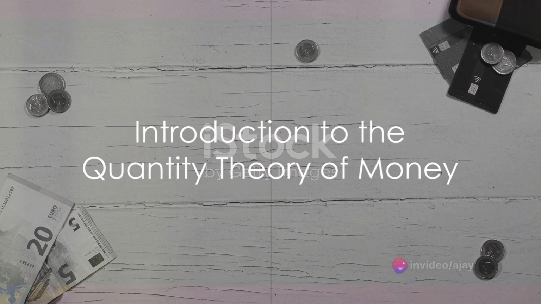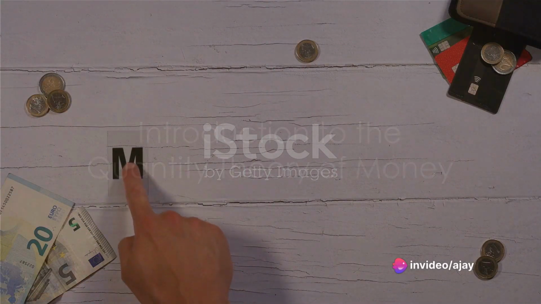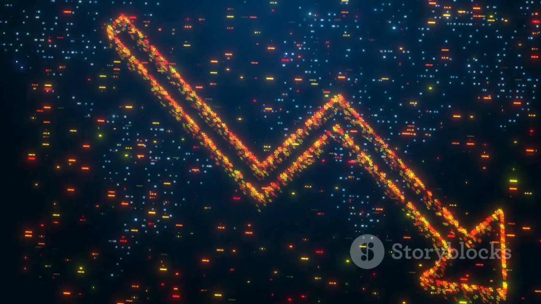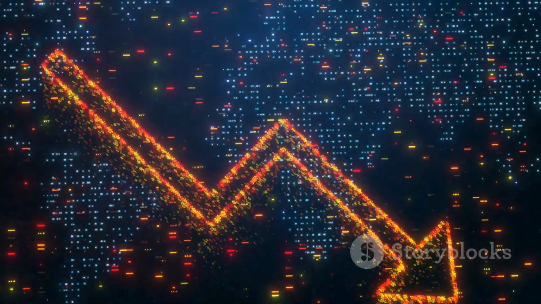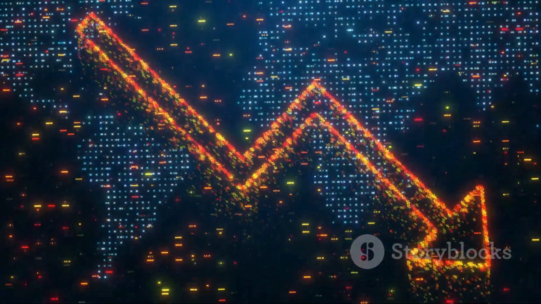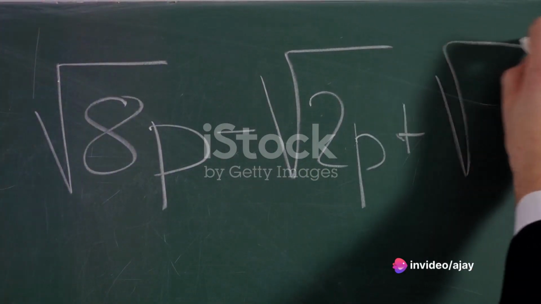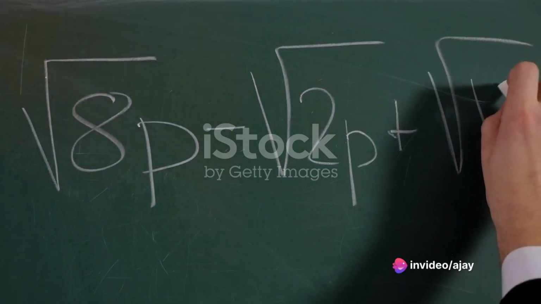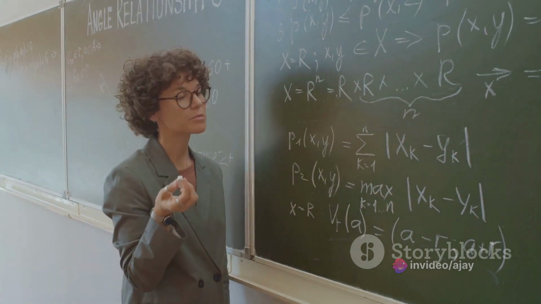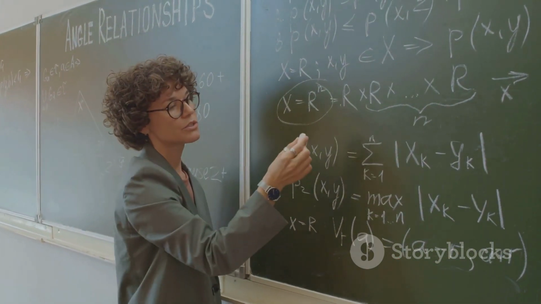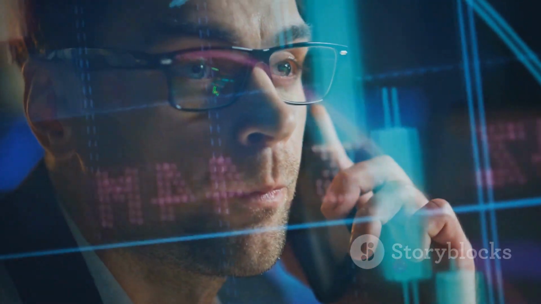Have you ever pondered the intriguing question of how the amount of money in circulation impacts the price level in an economy? Well, this question is not as abstract as it seems, and the answer lies in the heart of an economic theory known as the quantity theory of money. This theory, primarily attributed to the distinguished economist Irving Fisher, presents a fascinating equation, MV equals PT, that lays out the relationship between money and prices in an economy.